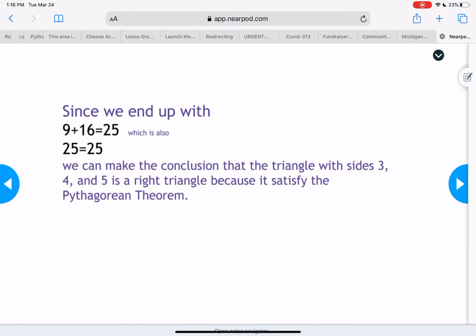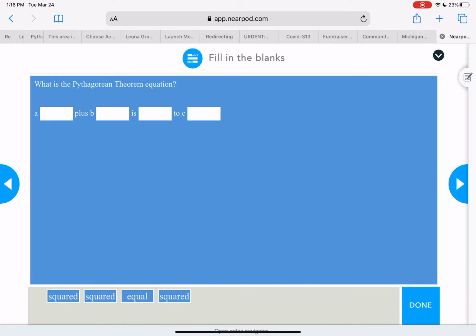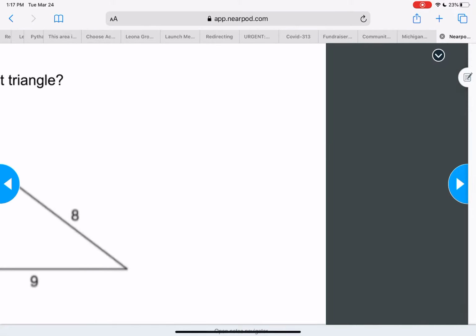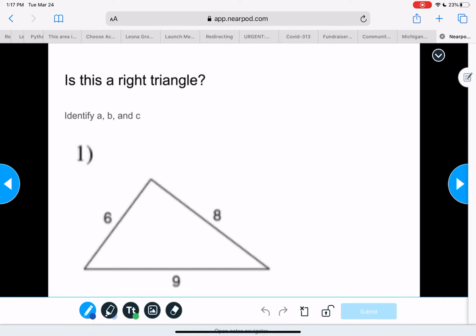So then you have to read this to understand what the Pythagorean theorem is, and so that you can answer the following ones. Here, this is just fill in the blank, so you just put these where you think they belong. And then you click done and move on. This one, it says, is this a right triangle? So this one's actually going to be an example. So here you just have the picture. And then on the next slide, it's your turn to actually answer it.